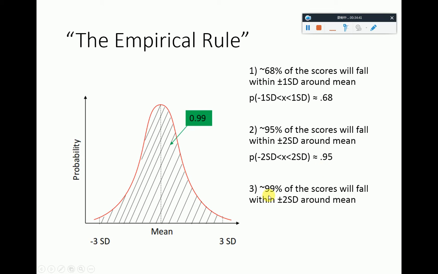So in other words, we have 99% of the chance to observe a score given this distribution that's larger than 3 standard deviations below the mean and smaller than 3 standard deviations above the mean. Sorry, it should be 3.